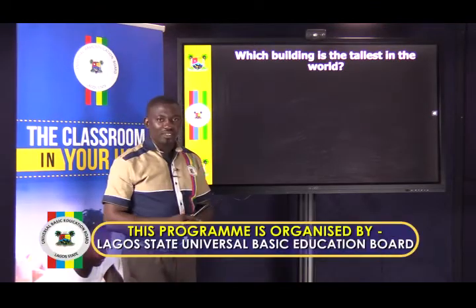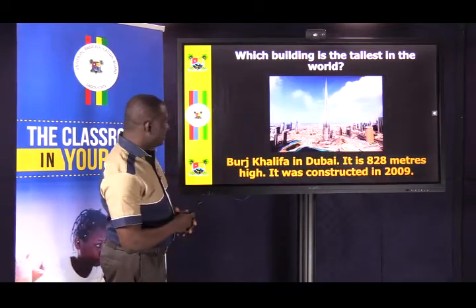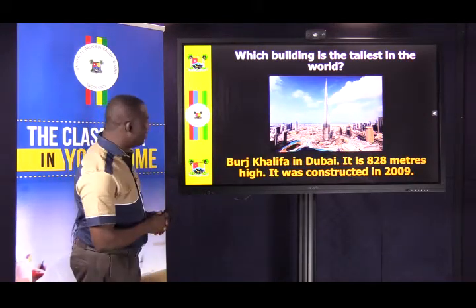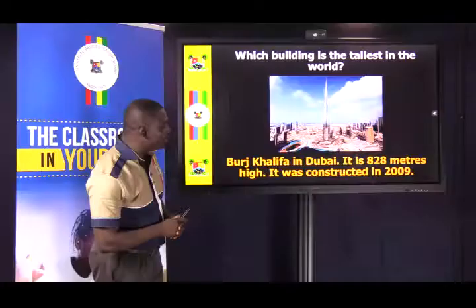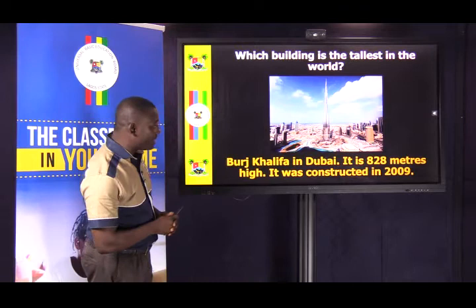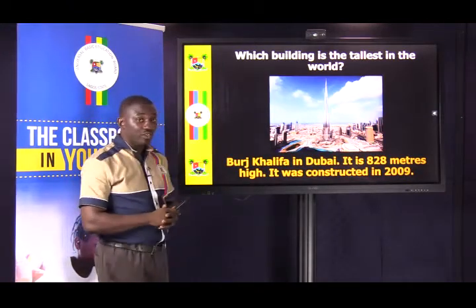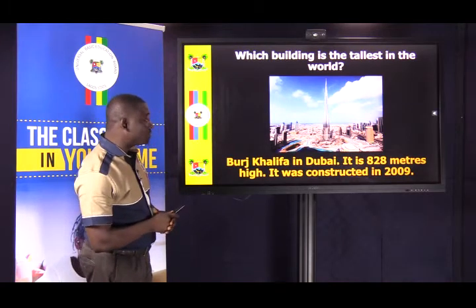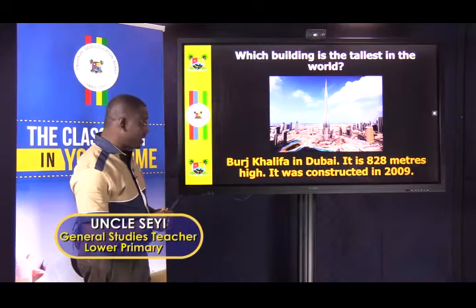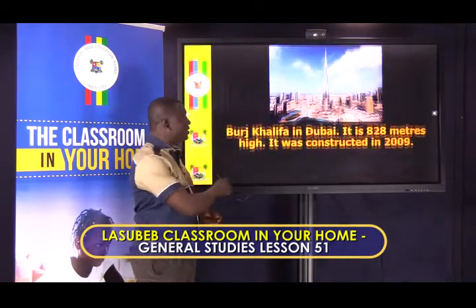Do you know the building? Is the building in Nigeria? Is it in Lagos? Okay, let's see. Oh, it's very tall. What's the name of the building? Burj Khalifa. Wow. And where is it? It's in Dubai, in the United Arab Emirates. And how long is it? It is 828 meters high. Wow, that's very tall. And it was constructed in 2009. So Burj Khalifa is the tallest building in the world, and it is in Dubai. It is 828 meters high, constructed in 2009.